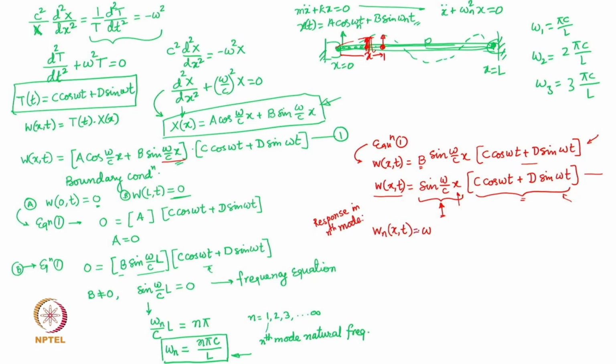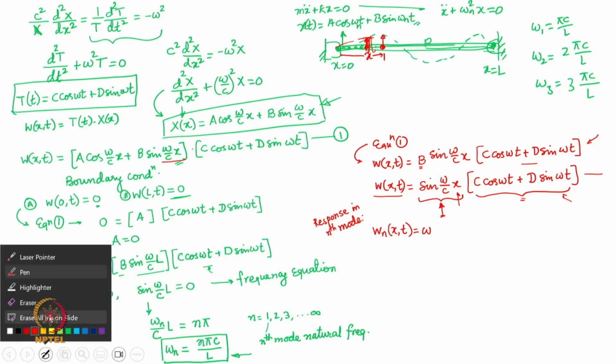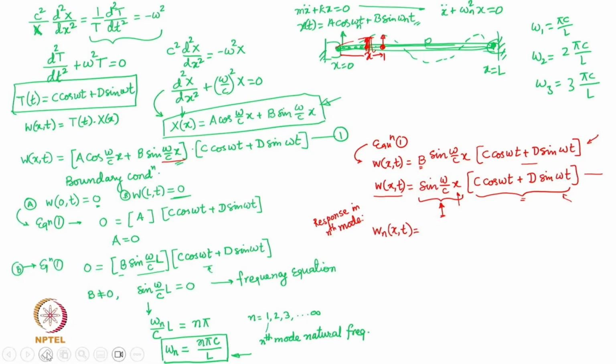Is going to be W_n(x, t), which is going to be the response in the nth mode, as sine(omega_n by C into x), and of course you have C cos(omega_n t), and in fact I can write these two constants as C_n and this constant as D_n, sine(omega_n t). Okay.